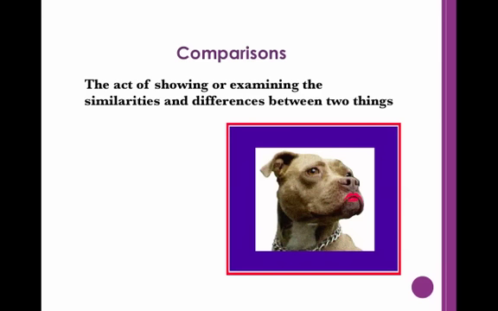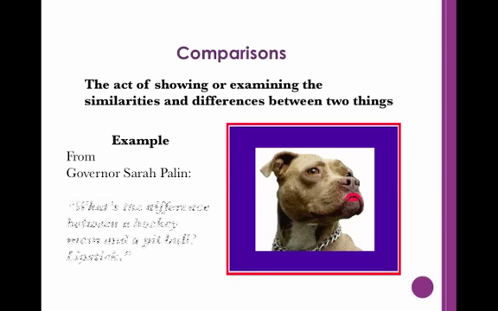Comparisons are the fifth type of supporting material. This is the act of showing or examining the similarities and differences between two things. For example, do you remember Governor Sarah Palin's joke where she asked, "What is the difference between a hockey mom and a pit bull?" Lipstick.